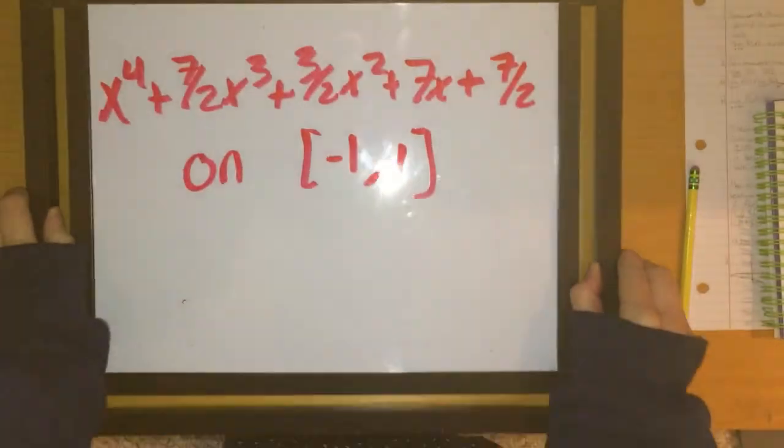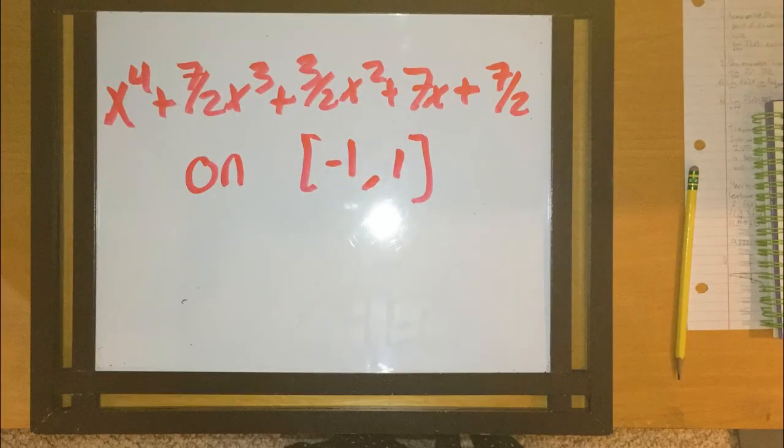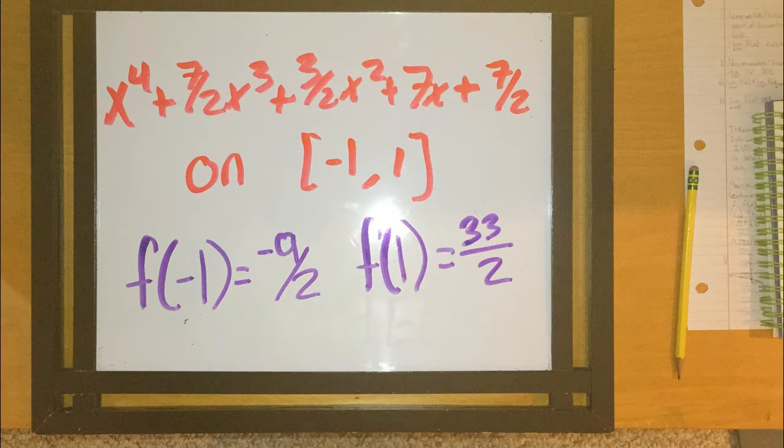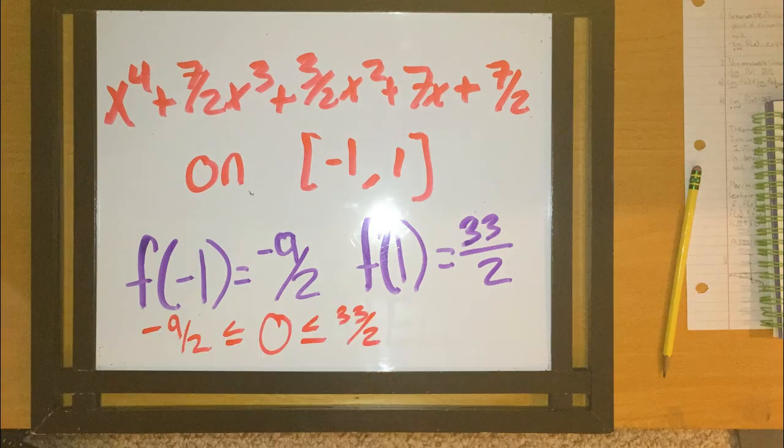Take this quartic function, for example. We don't want to have to factor that to know if a solution's on the interval, but since it's a polynomial, we know it's continuous. A solution, we know from algebra, is found when the function is equal to 0, so let's see if 0 is in between the values of f of -1 and f of 1. When we plug in -1, we get -9/2, and when we plug in 1, we get 33/2. 0 will fall between any positive and negative number, so there's at least one root on the interval -1 to 1 for this quartic function.